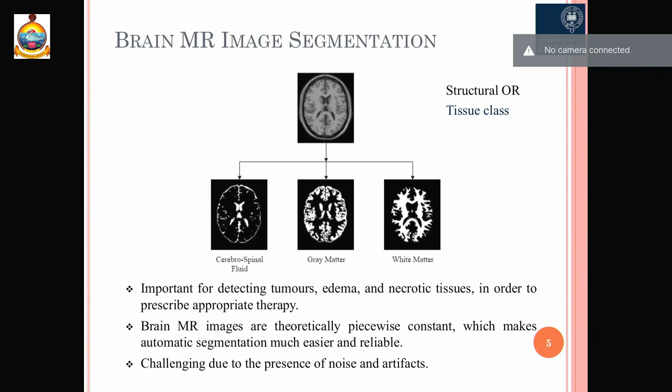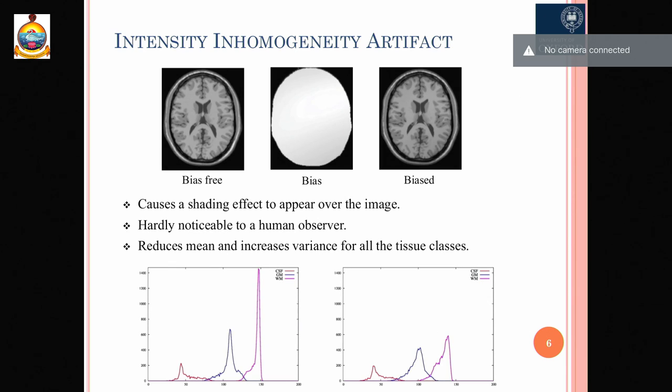As I was saying, all the tissues should theoretically have the same kind of relaxation rate. That's why brain MR images should be theoretically piecewise constant. This makes the problem much simpler. But it again gets complicated because of noise and artifacts. Noise is, in most cases, salt and pepper noise, which you can remove with denoising filters. But I am more interested in one of the artifacts. I'm not going to say how to solve that, but that is one of my main areas of interest, and that part makes the problem much more complicated.